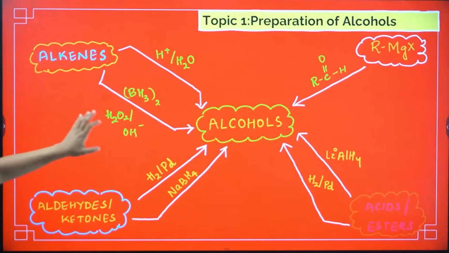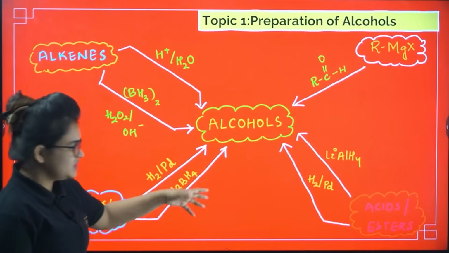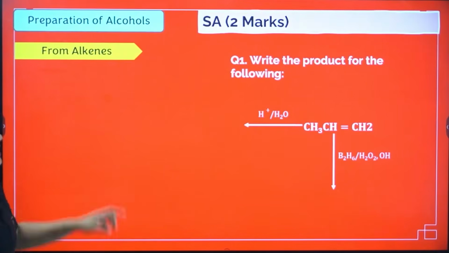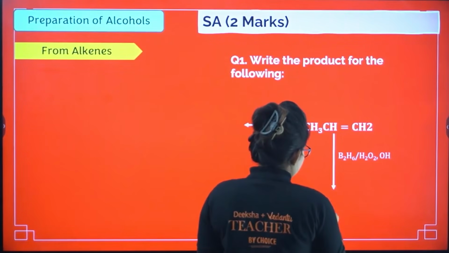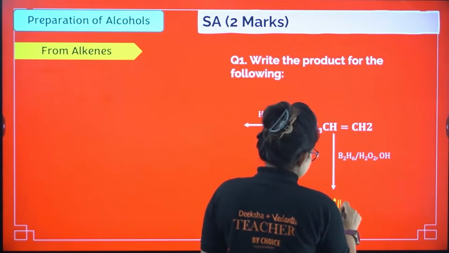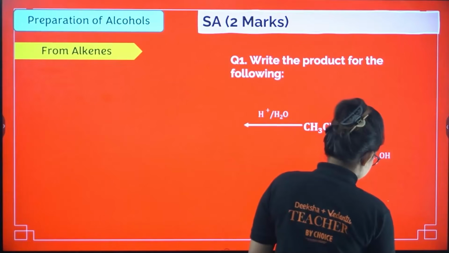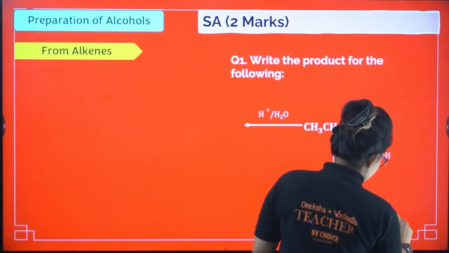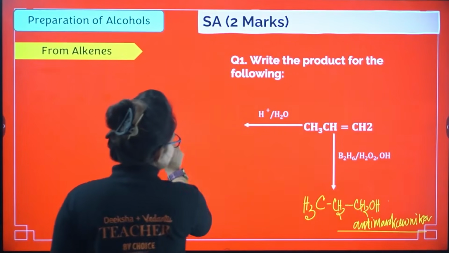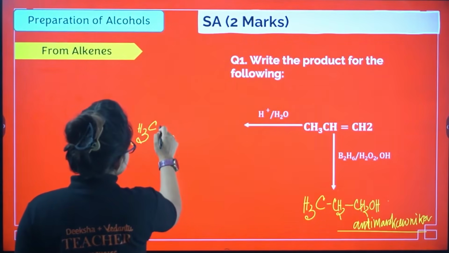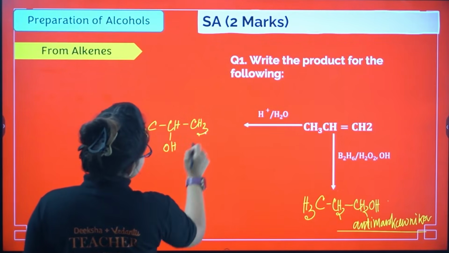Proceed further. This is the preparation of alcohol. Overall it is represented in a single slide, so on the basis of this, the question can be solved. Write the product. If you are using B2H6, it will undergo the anti-Markovnikov mechanism, giving CH3CH2CH2OH. This is anti-Markovnikov, and here I will get the Markovnikov product, that is CH3CH(OH)CH3.